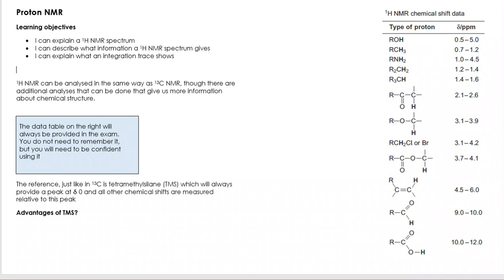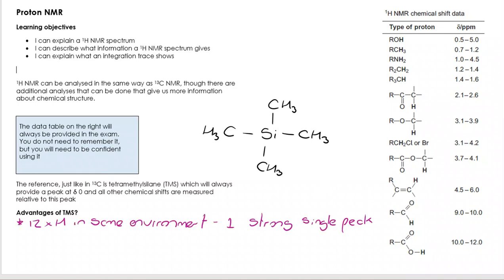Because it says here that we are using tetramethylsilane as our reference, and that's exactly the same as we use in carbon 13. What does it look like? What are its advantages? Well, it looks like this. We've got a silicon in the centre with 4 CH3s around it. And it does have numerous advantages. First of all, there are 12 hydrogens in the same environment. That means that there's going to be one very strong single peak. It will also always be upfield of the species that we're analysing.